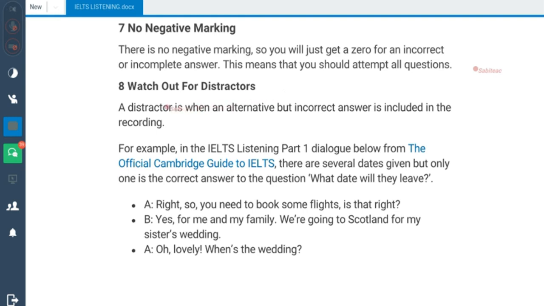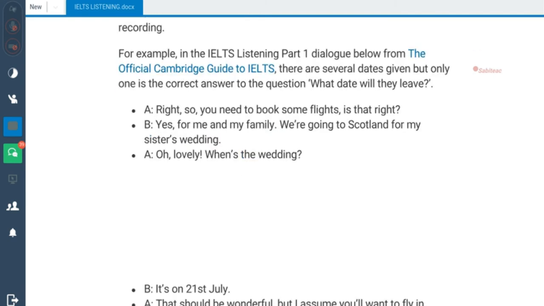Now, another tip is that you should watch out for distractors. A distractor is when an alternative but incorrect answer is included in the recording. Let's look at an example of this. In the IELTS Listening Part 1 dialogue below, from the official Cambridge Guide to IELTS, there are several dates given, but only one is a correct answer to the question.